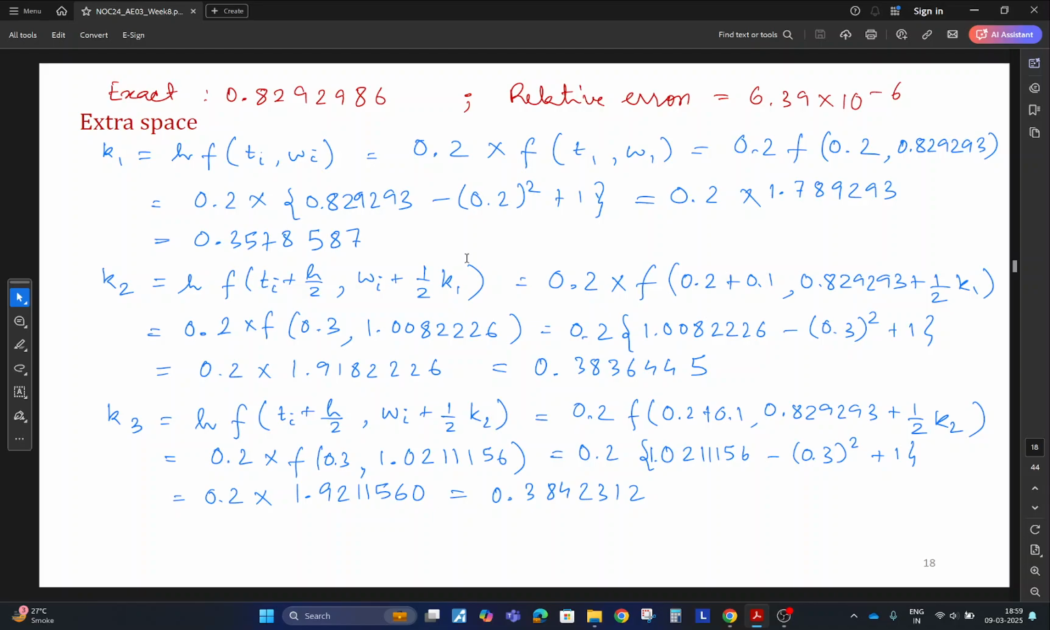So, k1 equals h times the value of the function evaluated at ti and wi, which is equal to 0.2 times the value of the function evaluated at 0.2 and 0.829293, which is equal to 0.2 times 0.829293 minus 0.2 square plus 1, which is equal to 0.3578587.